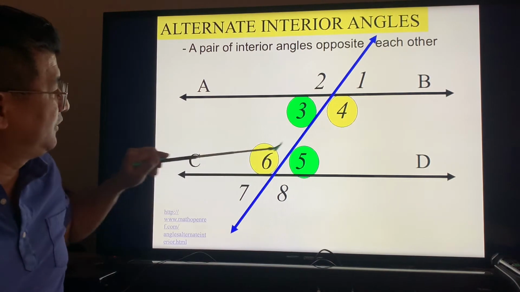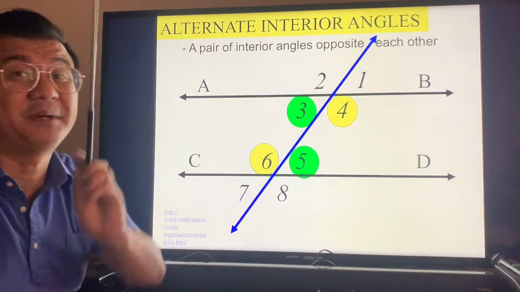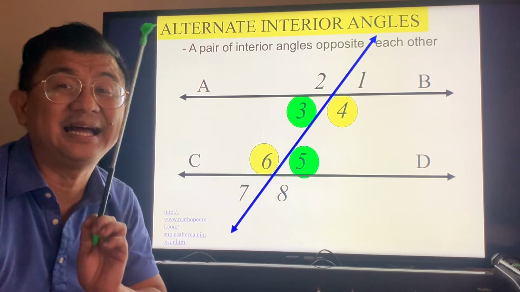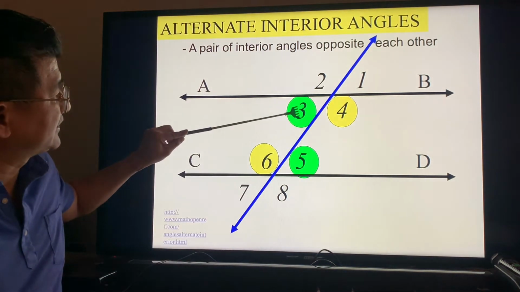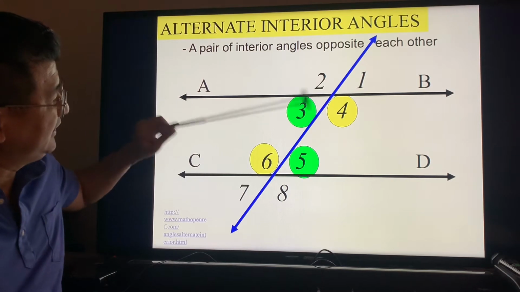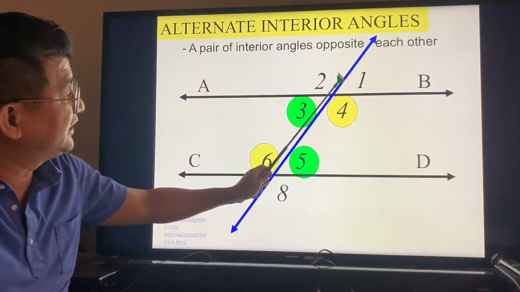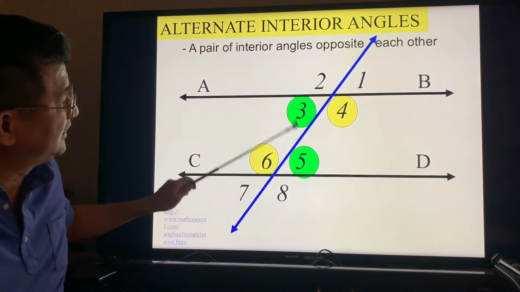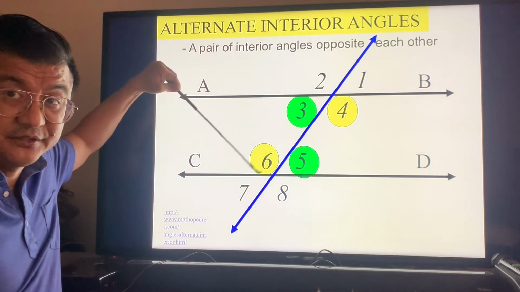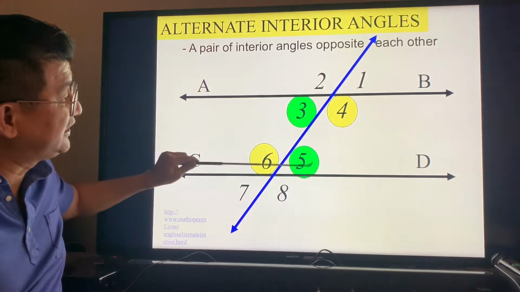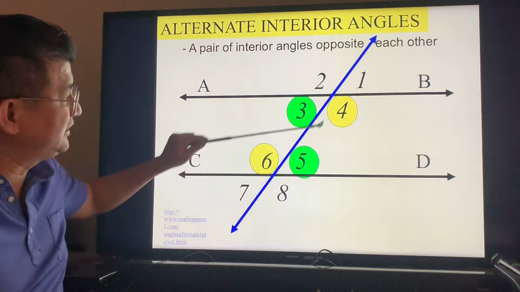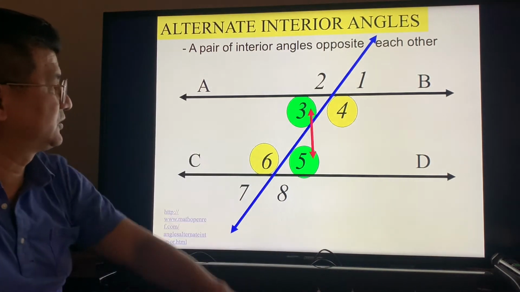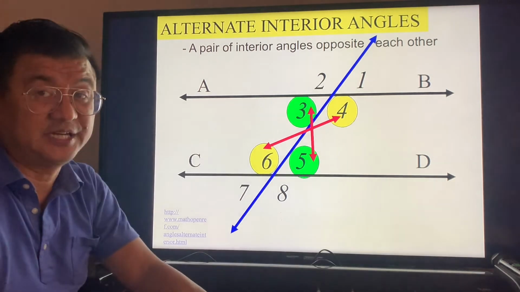So 3, 4, 5, and 6 are interior angles, but I don't need all of them. I need the alternate interior. What do you mean by that? What is the opposite side of angle 3? It's 5. It's on the other side of the transversal. They're not on the same side of the transversal. They are on the other side. Okay? So alternate interior angles, 4 and 6 are also alternate interior angles.